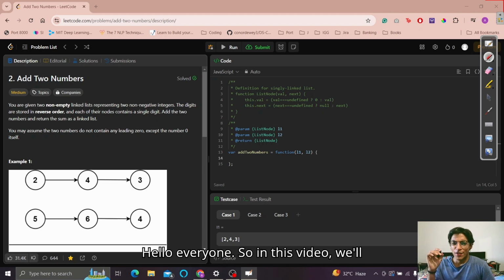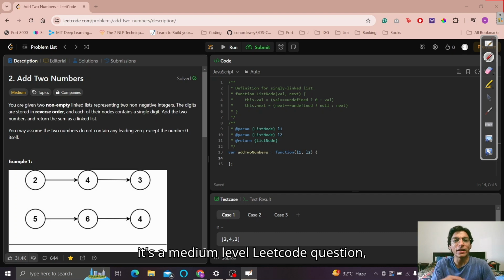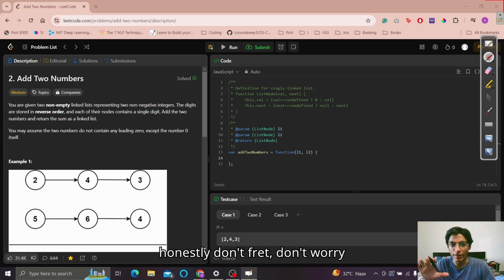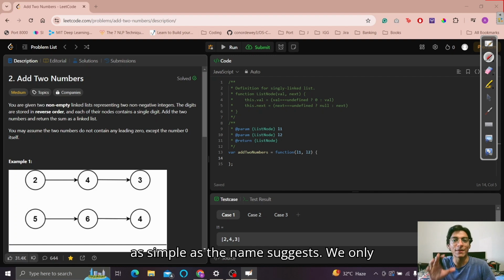Hello everyone. So in this video, we'll be looking at the question Add Two Numbers. And even though it says that it's a medium level LeetCode question, honestly, don't fret, don't worry, because the question and its solution is as simple as the name suggests. We only have to add two numbers and return the answer.